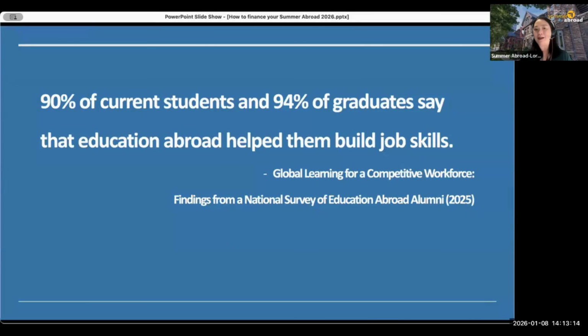So we've talked a lot about benefits, and I want to share some quick stats. When I was reviewing the current literature, it was really interesting to see this survey that just got released, more specific to North America. 90% of current students and 94% of graduates say that education abroad, and specifically short-term programs like summer abroad, have helped them to build job skills. I know it's a really competitive job market out there, and many of you are thinking about that. So keep this in mind as you think about what investment in summer abroad, investment in time, investment in finances, means to you. Think about how it's going to impact you moving forward.